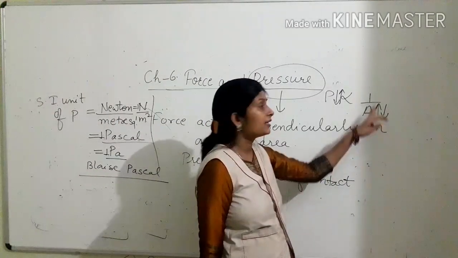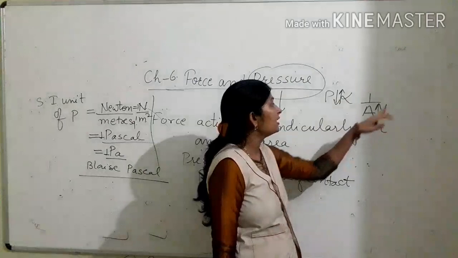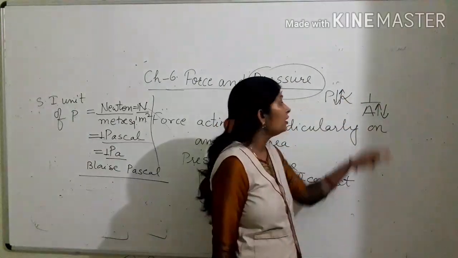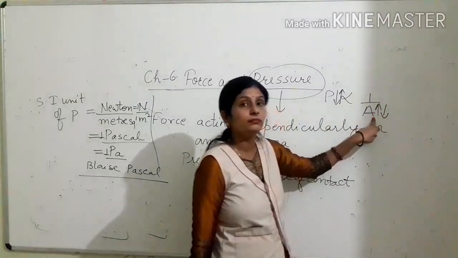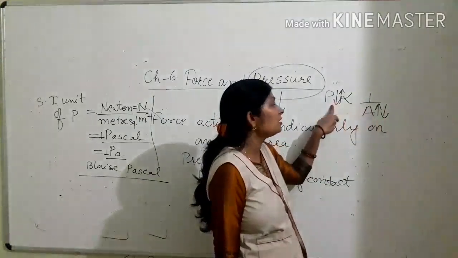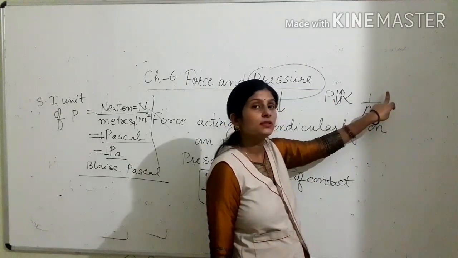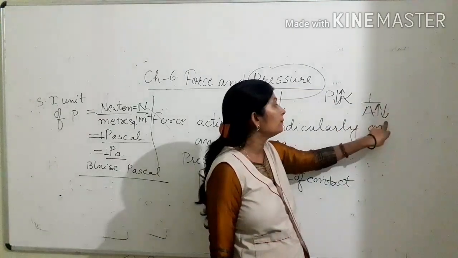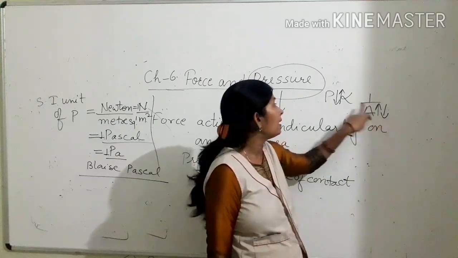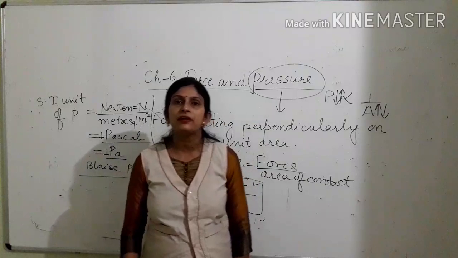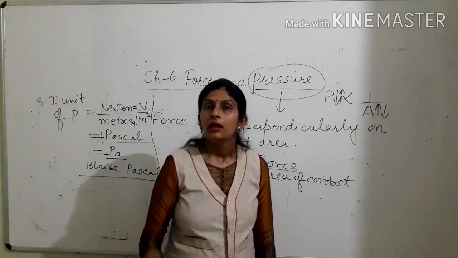If area increases, pressure decreases. If area decreases, pressure increases. It means if force is applied on more area, pressure will be less. And if the same force is applied on less area, pressure will be more. This I am going to explain with a few examples.